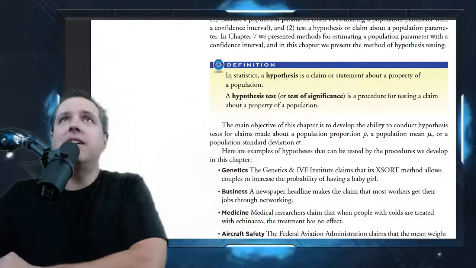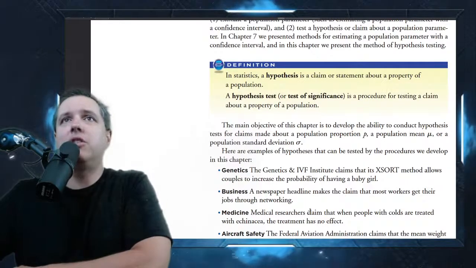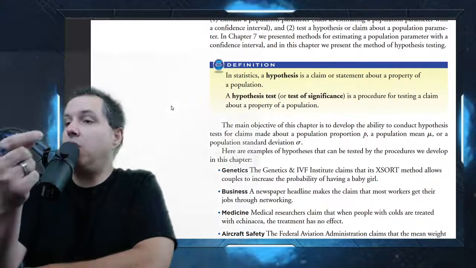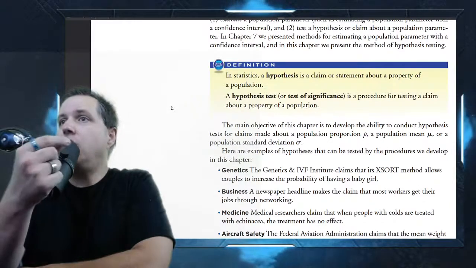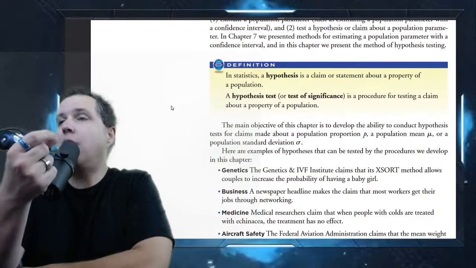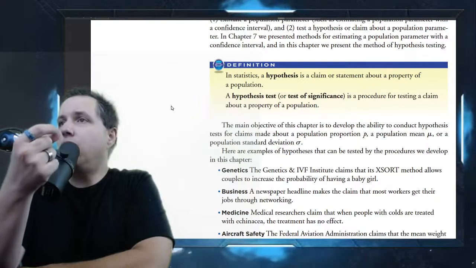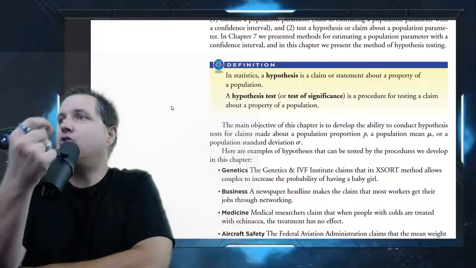So in statistics, a hypothesis is a claim or statement about a property of a population. We'll look at some examples in just a minute, but you have something that you think may be true, and you want to test statistically if it's possible or not. Or, what is the level of certainty with which you can say this thing is true?